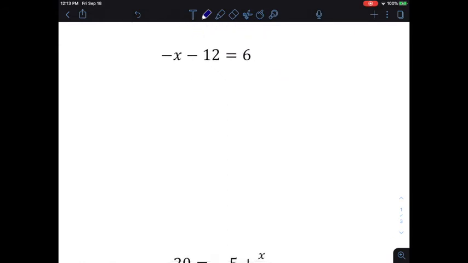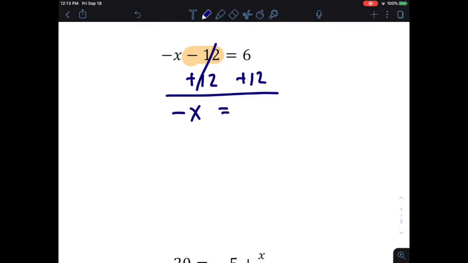Here we have another negative x. The furthest thing away from the variable is the minus 12. So I'm going to start there and say plus 12 on both sides. We cancel out the 12's and bring down the negative x, and we have 18 on the right-hand side.